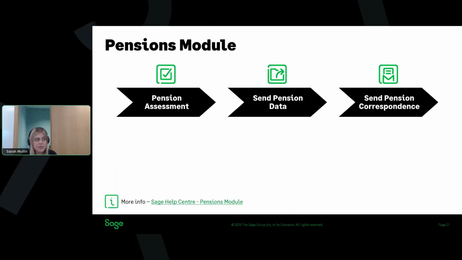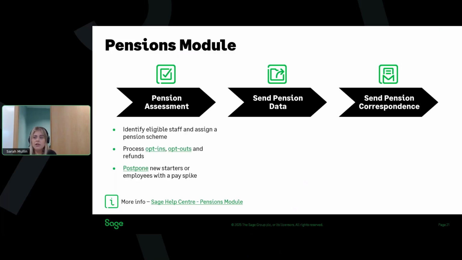So just to summarise your 3 main points of the pensions module. So you've got your pension assessment. That's going to identify your eligible staff, enrol them. It's where you're going to manage opt-ins, opt-outs and postponements as well.